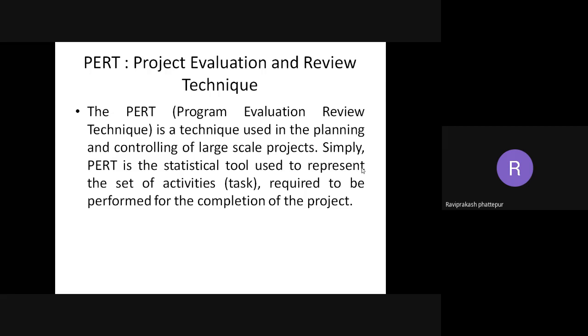So this is the definition of PERT. PERT is program evaluation and review technique. It is a technique used in the planning and controlling of large scale projects. It is a statistical tool used to represent the set of activities or tasks required to be performed for the completion of the project.